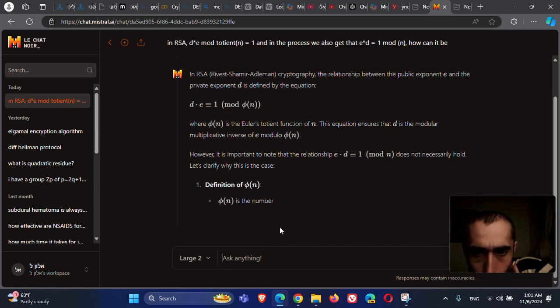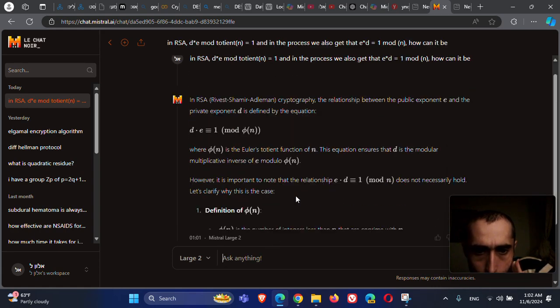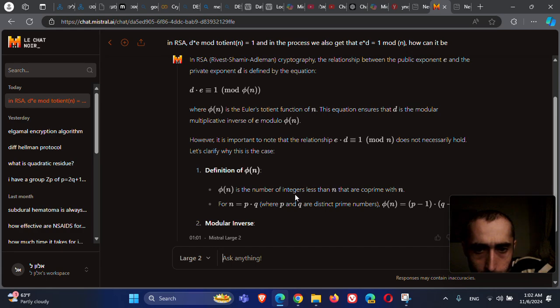Is the OR function. The equation assures that d is the modular predicate. However, it's pointing out that the relation does not necessarily hold. Let's clarify.